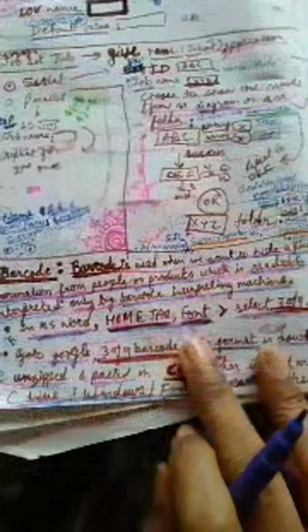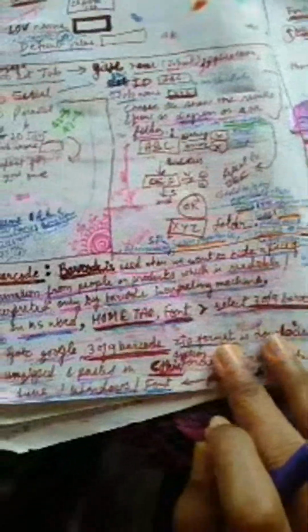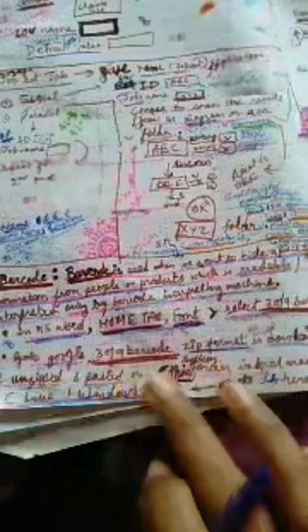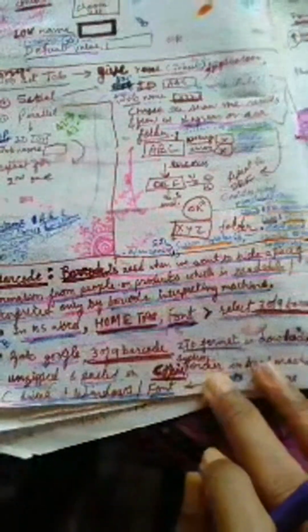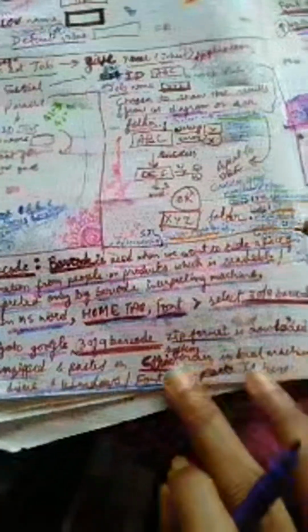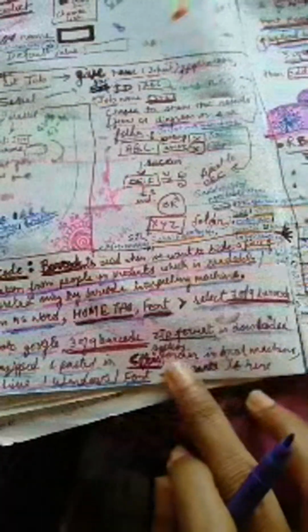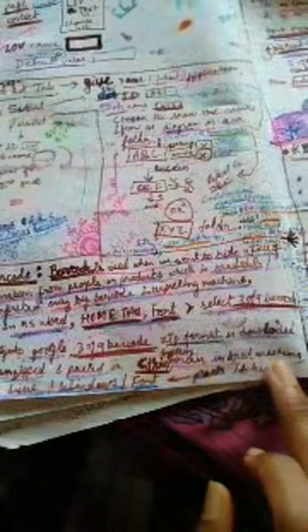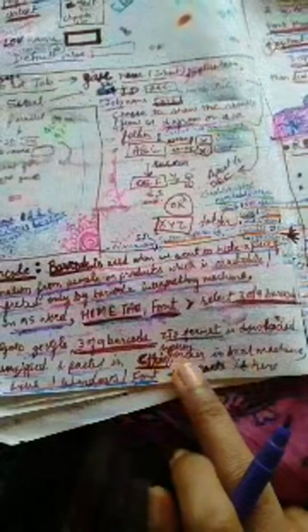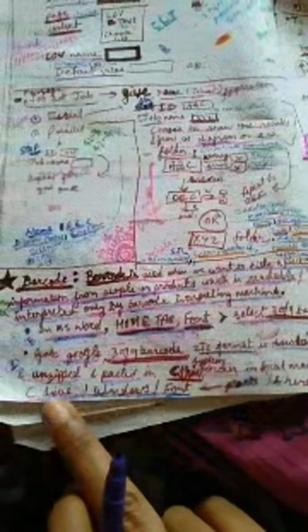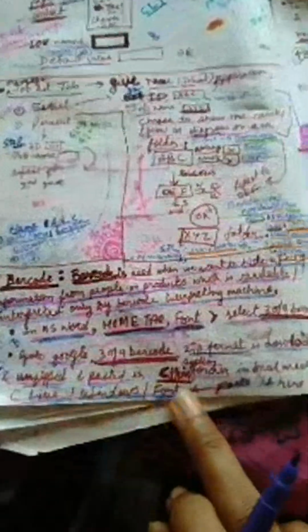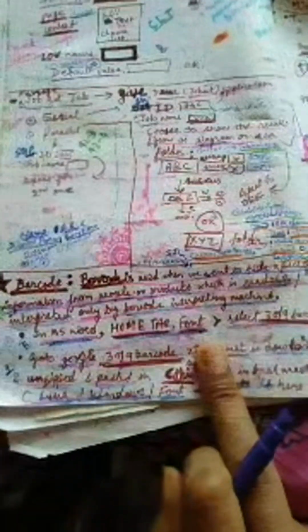Then the first thing to do is to go to Google. Here I'm taking the example of the 3 of 9 barcode. So go to Google, search for 3 of 9 barcode, download it in zip format, unzip it, and paste it in the C drive, Windows, Fonts. This is the system folder in the local machine. Whichever is the local machine, there in the C drive system folder we will be pasting it. That is nothing but C drive, Windows and Fonts. Paste it here.